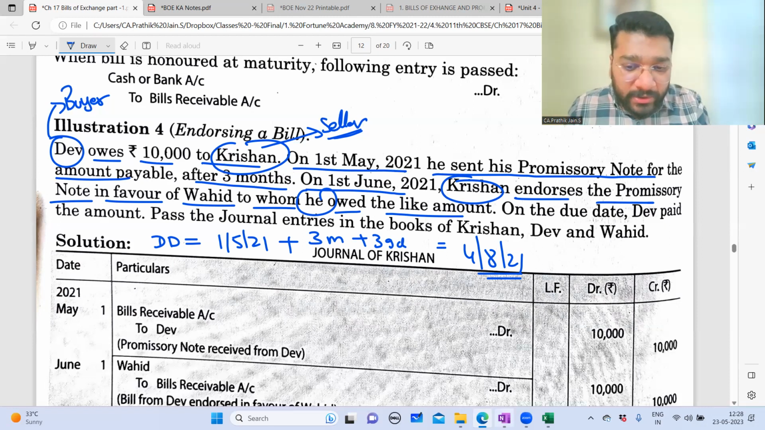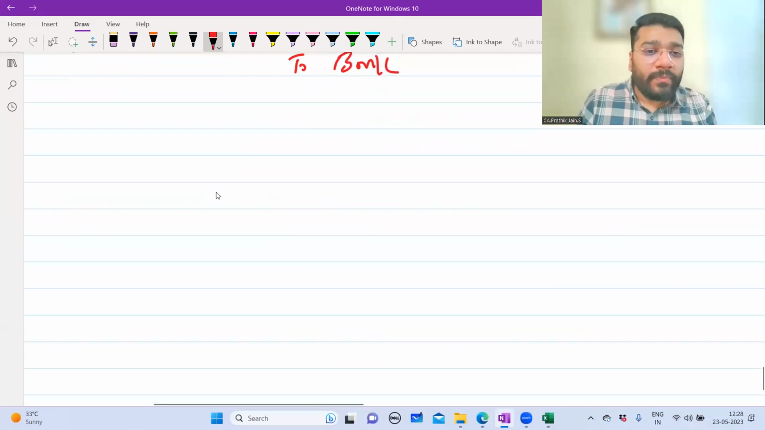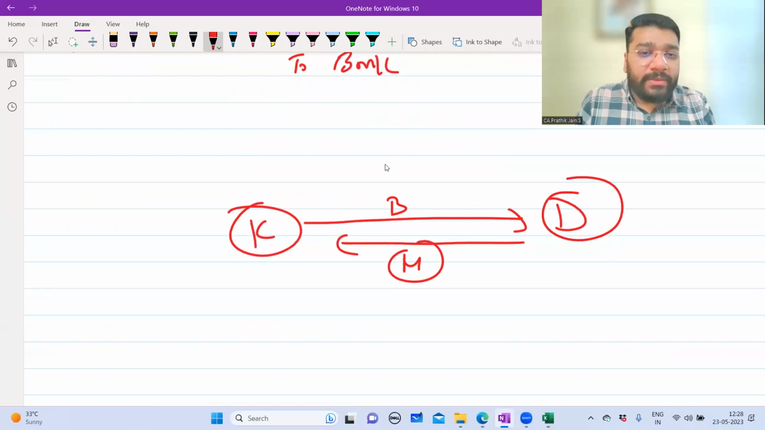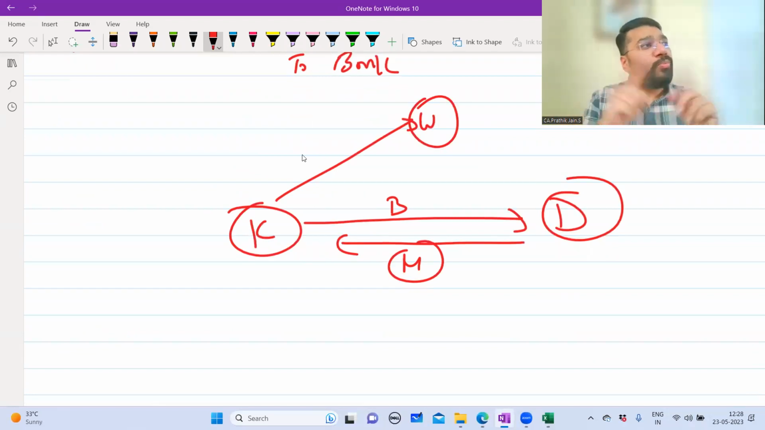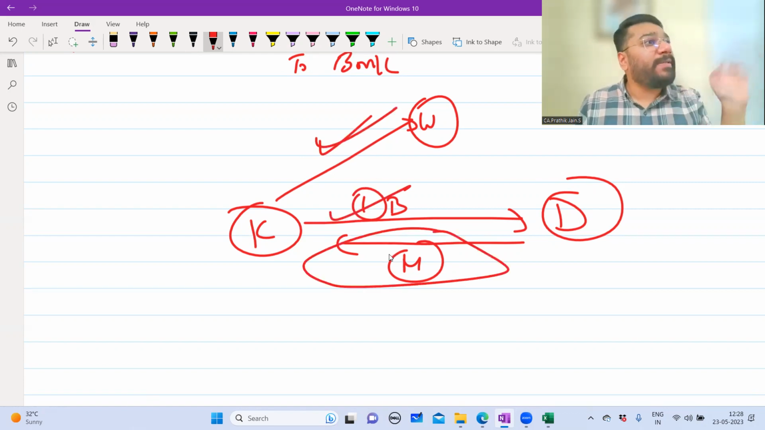See guys, if this concept of endorsement is not there, then what will happen? Krishan will go to Dev, give the bill, get the money from him. Then this money he has to go and give to whom? Wahid. So unnecessarily he has to go to two people. So much complication and rotation. Instead of that, whatever bill he is getting at first, that bill directly he will give to Wahid. So this step and this step will come. Can I say this step is bypassed?